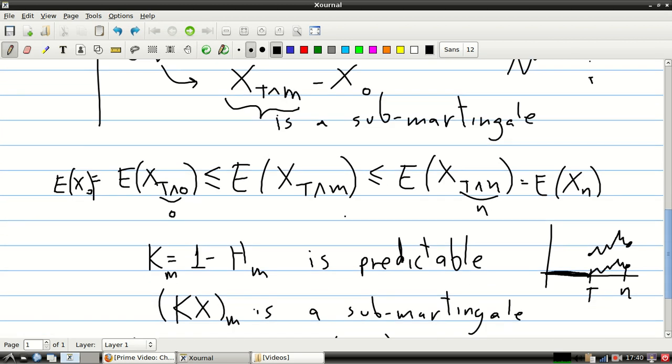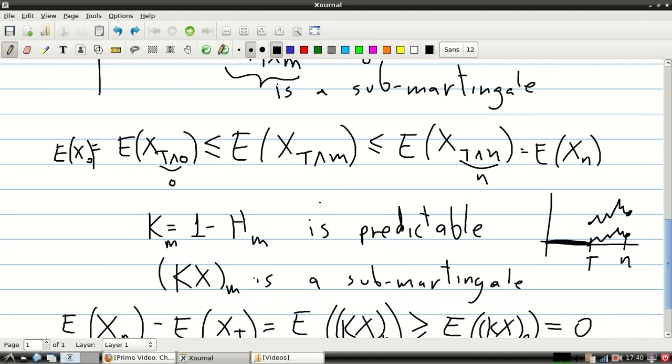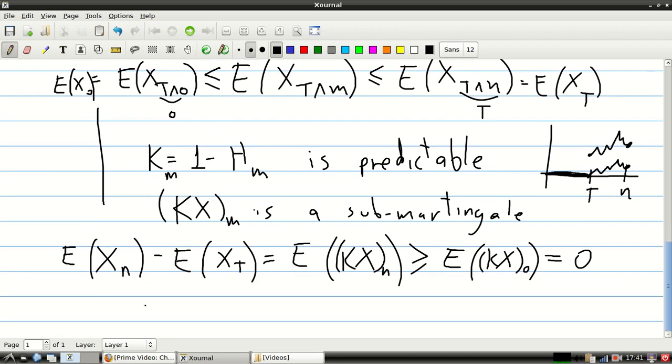And now here we want to show that the expectation of x_t is larger or equal than that of x_0. Oh, sorry, I made a mistake here. This is t. The minimum between t and n is t. So here we also proved the other side of the inequality, that the expectation of x_t is also bigger or equal than the expectation of x_0. So combining the fact that hx is a submartingale and the fact that kx is a submartingale, we obtain the two inequalities that we wanted. Okay, one is between 0 and t, and the other is between t and n.